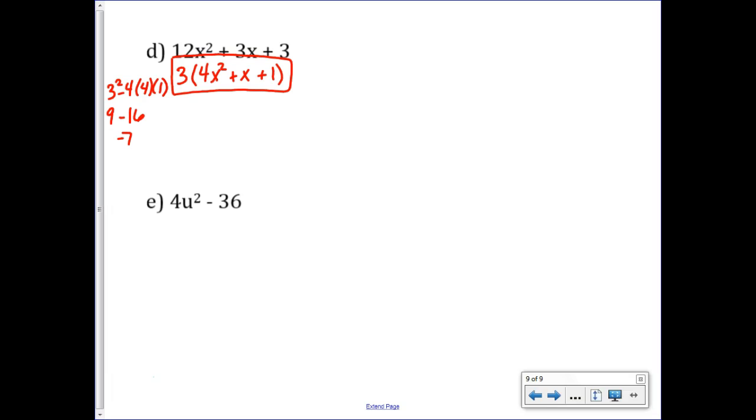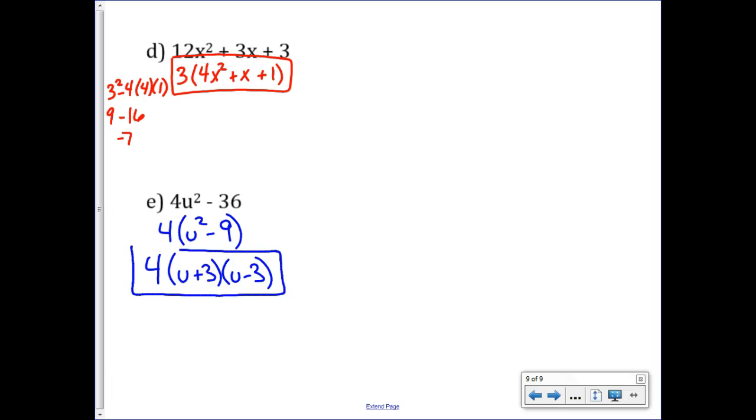All right, 4u squared minus 36. Hopefully this one looks familiar to you. We see our special pattern. So I'm looking, though, and I see that 4 and 36 both divide by 4. So I'm going to take out the 4, and then I have u squared minus 9. So the 4 is out front, and then I have u plus 3 and u minus 3. And that's all we can do there. So we are finished with that one.